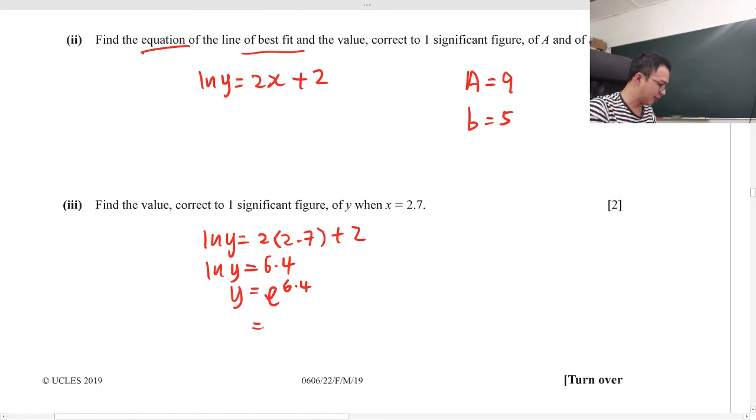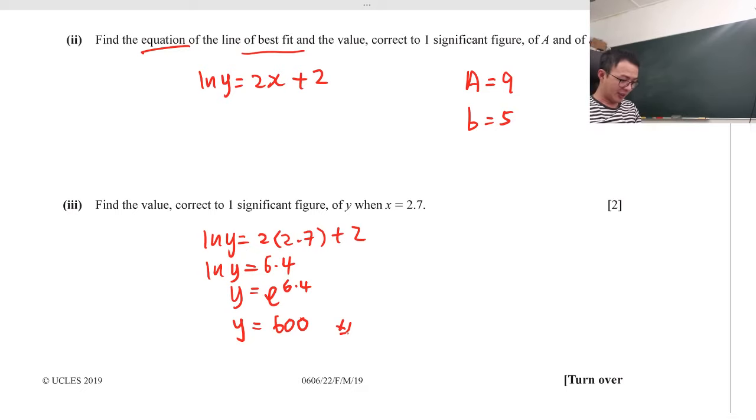So yeah, type in the calculator 6.4. So yeah, I will get 600 for y. I hope this is correct, even though it looks a little bit weird here. Yeah, but it should be correct here. So of course I have the marking scheme with me here, so I just quickly check the marking scheme to make sure I did everything well.